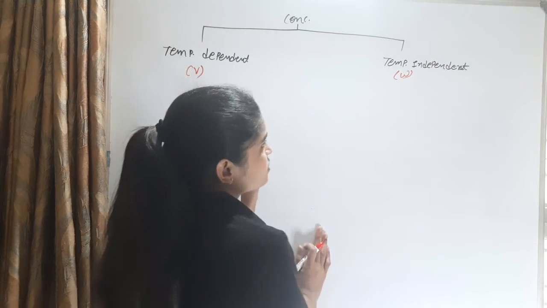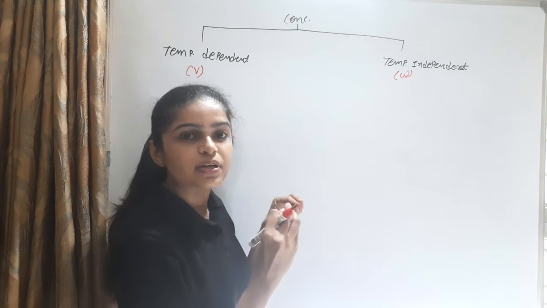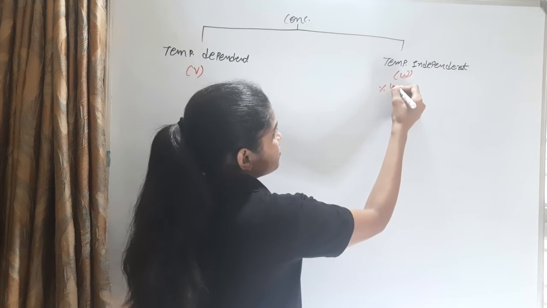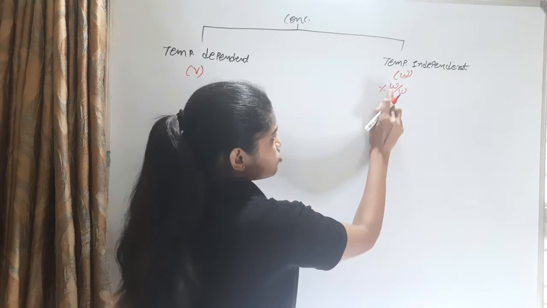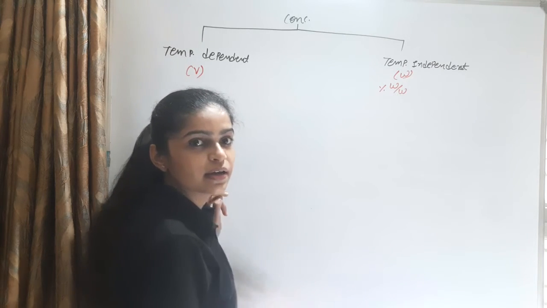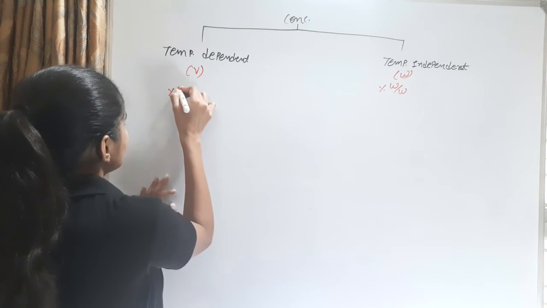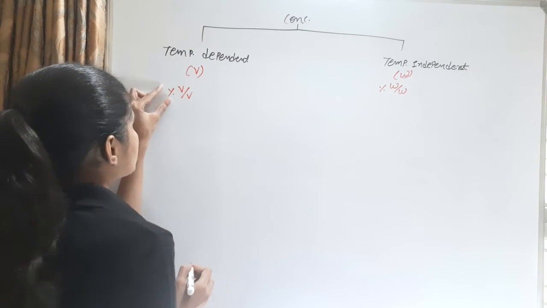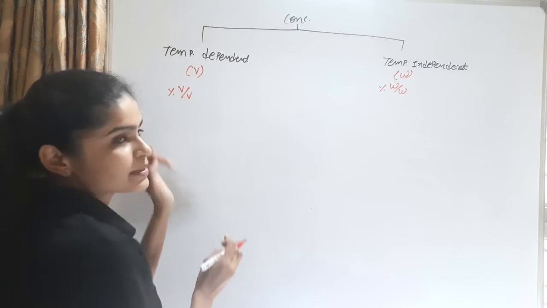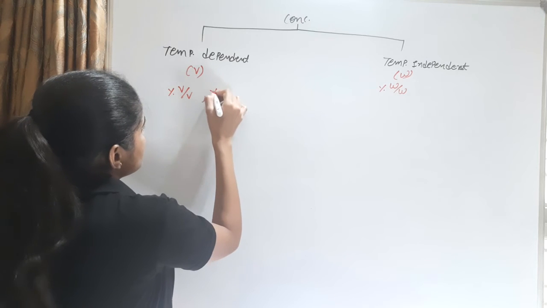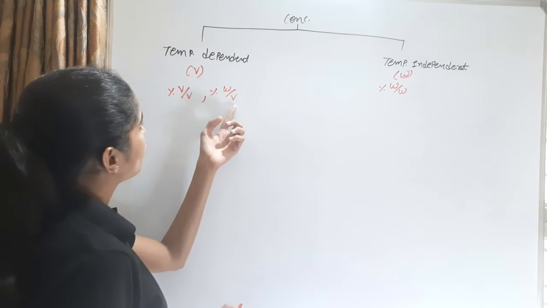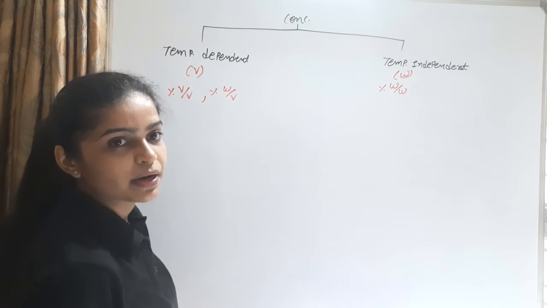First we start with percentage weight by weight, or percentage mass. It only depends on the mass, so this one is temperature independent. Then next we discuss percentage volume by volume. It depends on the volume, so this is temperature dependent. Next, percentage weight by volume. Because of the presence of volume, this is temperature dependent.